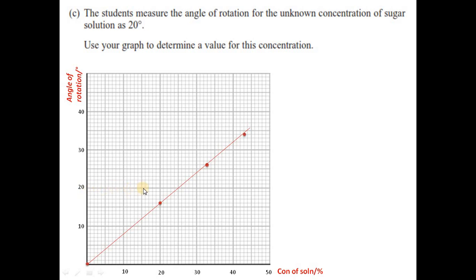We draw a horizontal line to the best fit line and then bring it down. It is 25. So you can say that this is the corresponding value of the concentration: at 20 degrees, the concentration is about 25%.